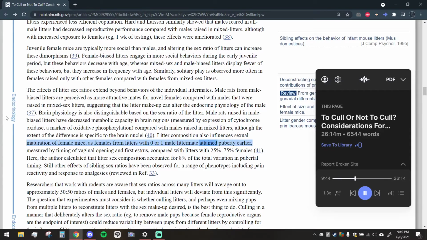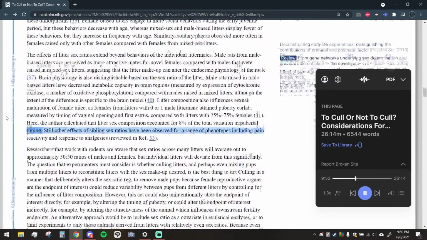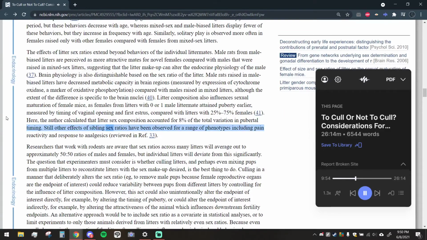Litter composition also influences sexual maturation of female mice, as females from litters with 0 or 1 male littermate attained puberty earlier, measured by timing of vaginal opening and first estrus, compared with litters with 25% to 75% females. 41. Here, the author calculated that litter sex composition accounted for 8% of the total variation in pubertal timing. Still, other effects of sibling sex ratios have been observed for a range of phenotypes including pain reactivity and response to analgesics, reviewed in Ref. 33.